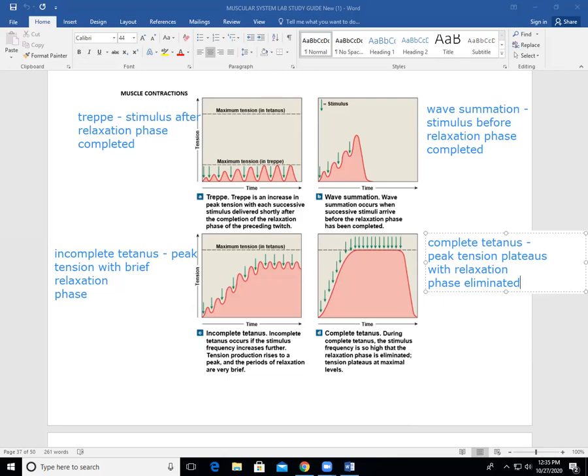So if you're trying to understand the difference between all four, with Treppe, you get the stimulus after the relaxation phase is completed. Wave summation, you get a stimulus before the relaxation phase is completed. Incomplete tetanus, you get a brief relaxation phase, but it's briefer than what you get with wave summation. And then with complete tetanus, you get no relaxation phase. So there's no time to relax. Okay? So that is these four types of muscle contraction. All right.